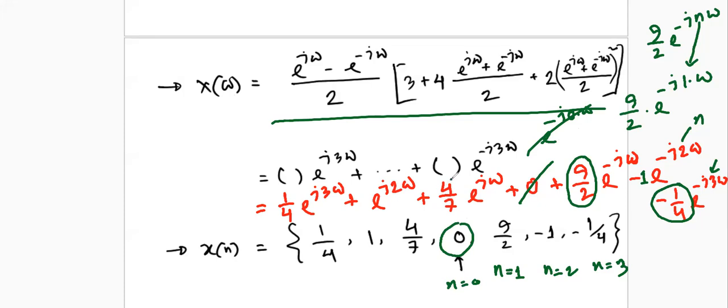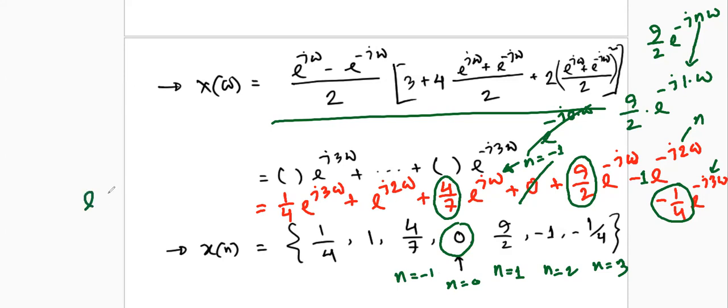Similarly, for 4/7, what is the power of n? E to the power minus j omega n. What is the value of n for this? Of course, n is equal to minus 1. n equals minus 1. So that's why this is at the location of minus 1.